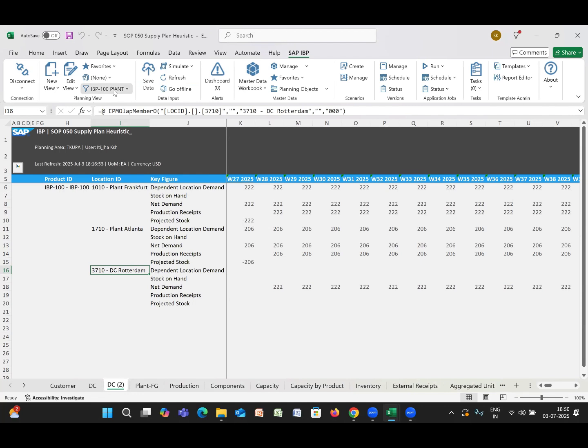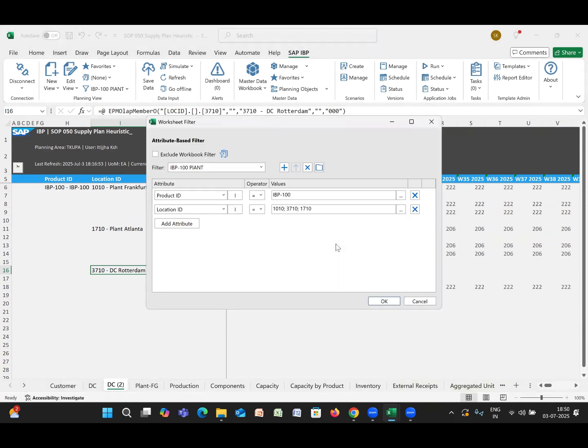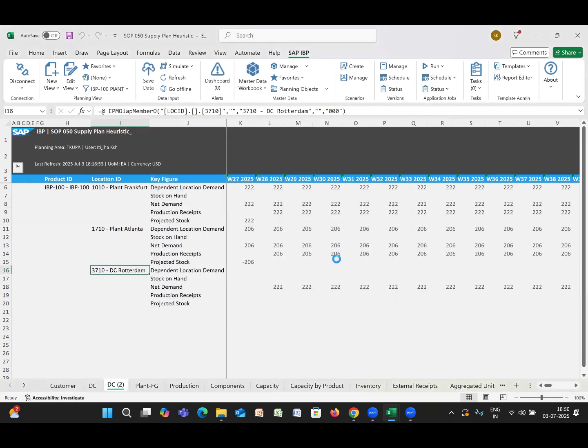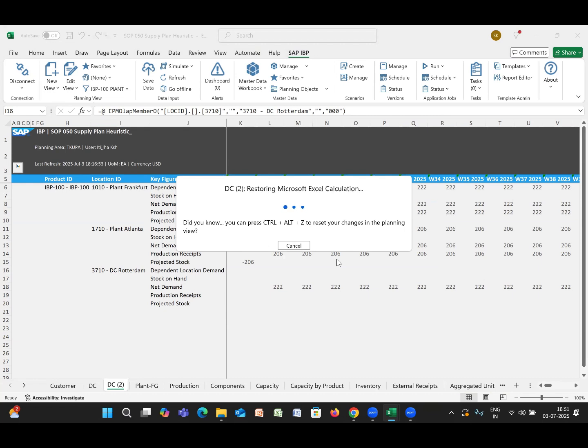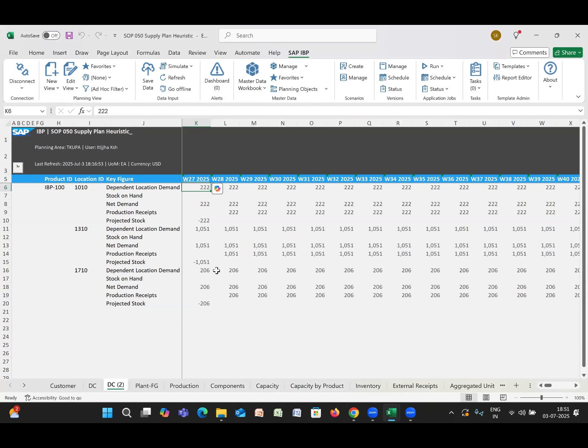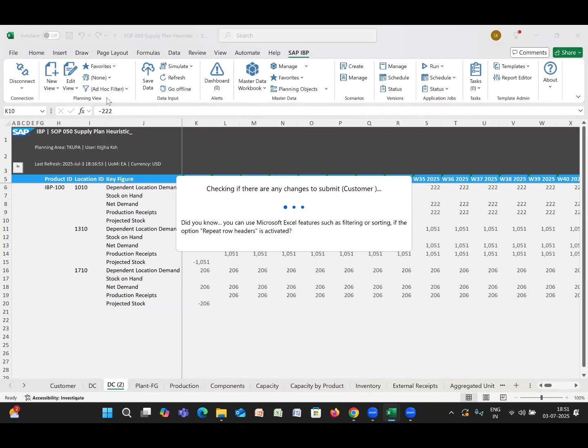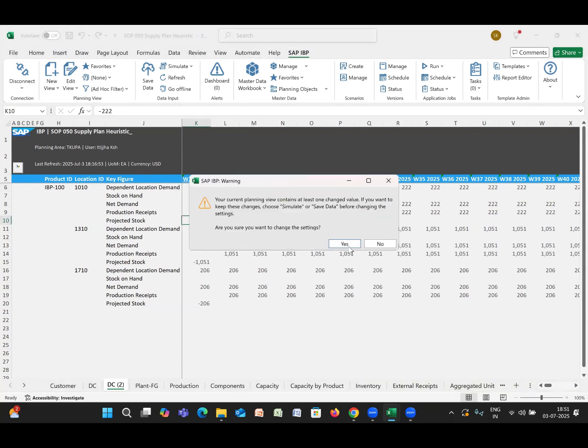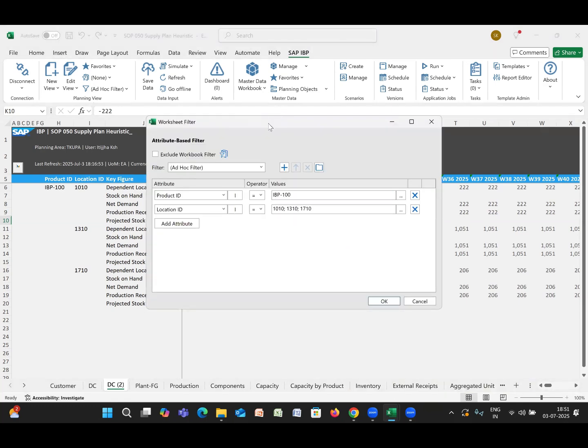So here. By the time I do an update on the filter, can anyone explain why you are seeing minus 222 here? Can someone try? What is the meaning of this minus 222? Why do we have minus 222 there?